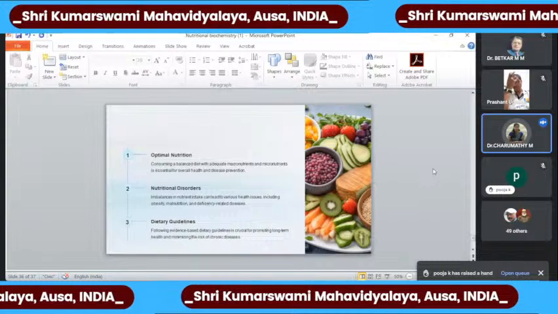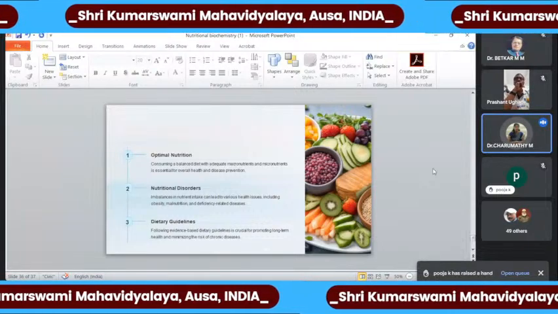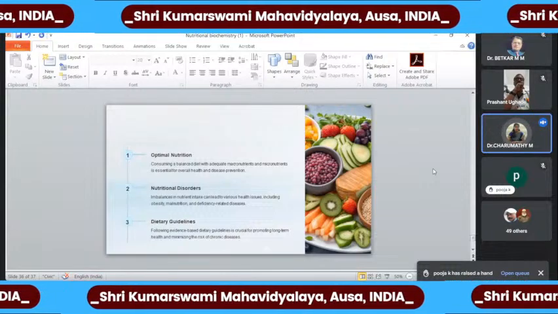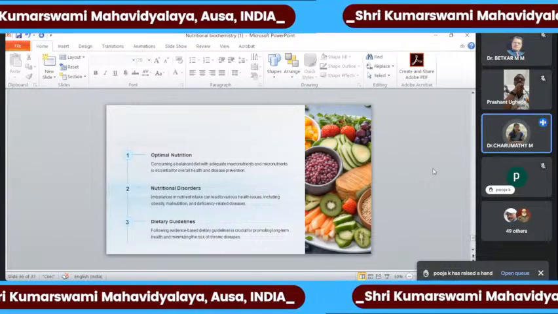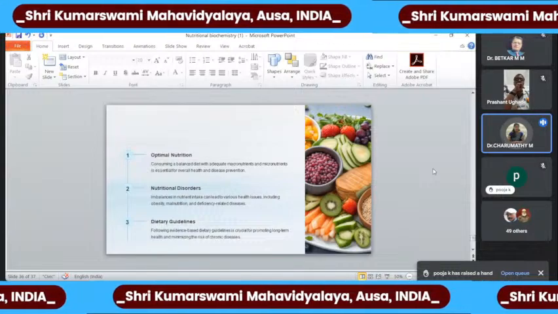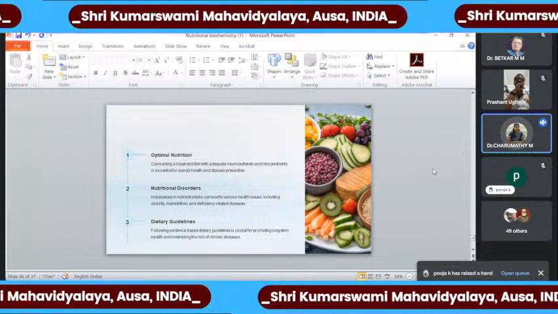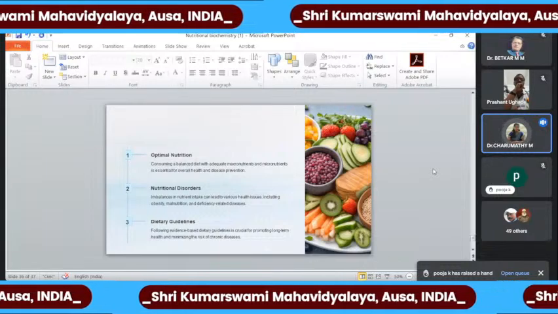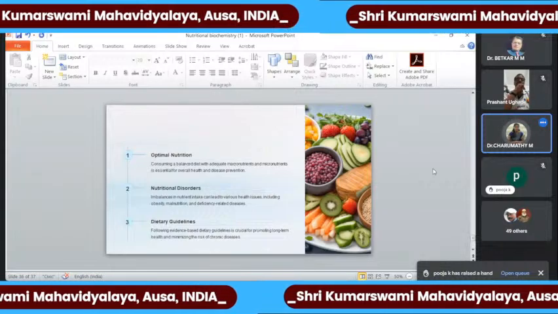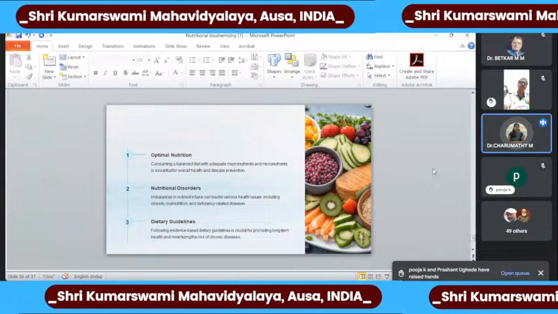Nutritional disorders: if we cannot take a proper meal, a proper diet according to the schedule, then an excess amount of nutrients will create overnutrition, and low nutrients will create undernutrition. So we have to balance the diet, and if the diet is not proper, it will lead to imbalance in nutrition. It leads to obesity, malnutrition, and deficiency-related diseases. Hormonal imbalance will occur, and our body metabolism will not work. However much diet we plan, that will be good for our health.